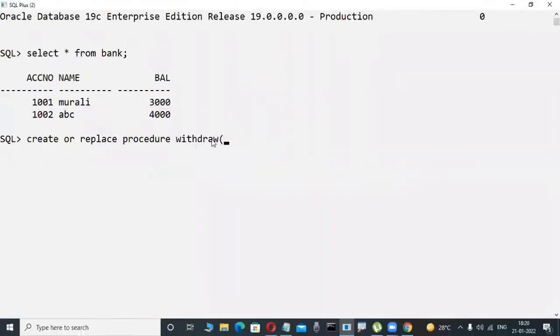Now here, create or replace procedure withdraw. I'm passing the account number, and the amount too, because I want to withdraw, just like with an ATM card. Now some coding is there. I want to find out the balance, because whenever we insert an ATM card, it retrieves and checks the balance.